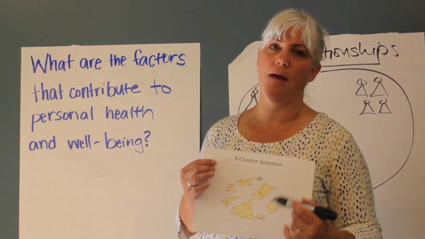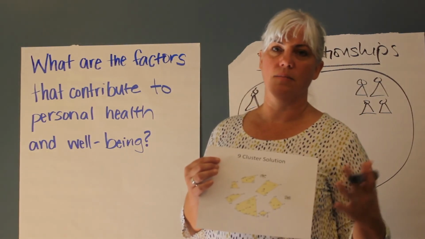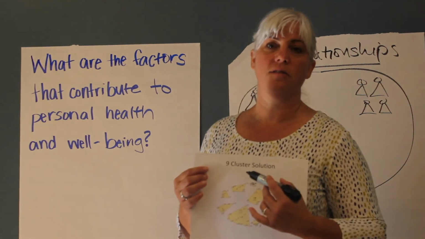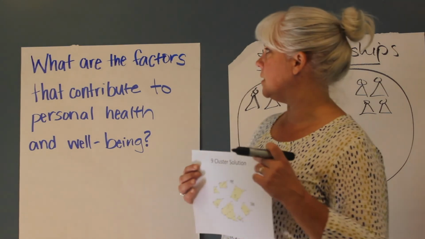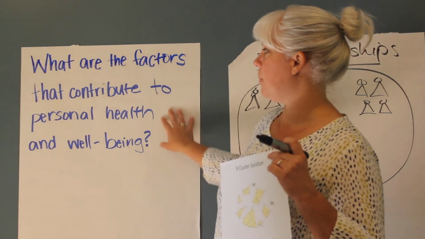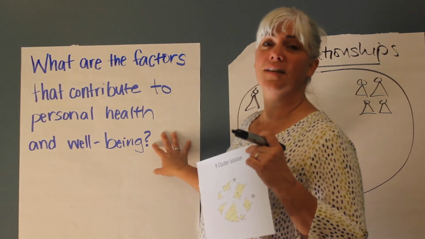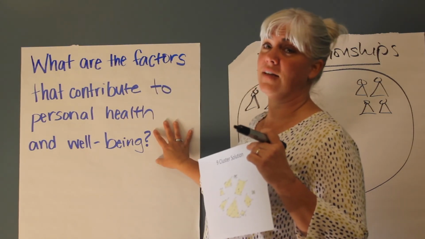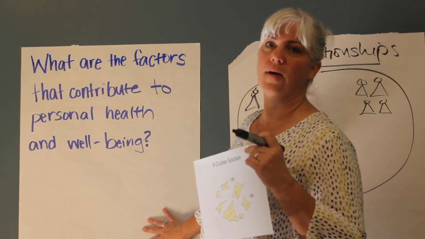And that's really helpful, because now we're not just talking about 75 items, we're talking about 9 clusters or groupings of items. And so we can answer our question of what are the factors that contribute to personal health and well-being. We can say, well, there's an awful lot that does. In fact, there are 75 things that contribute, but they're grouped into 9 categories.